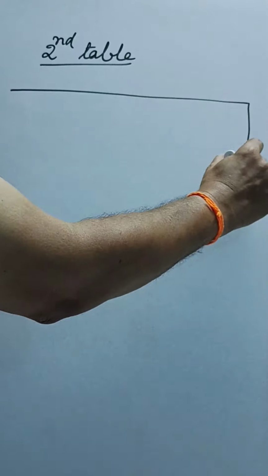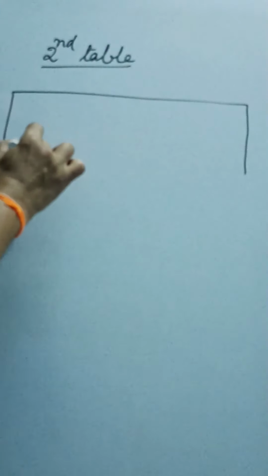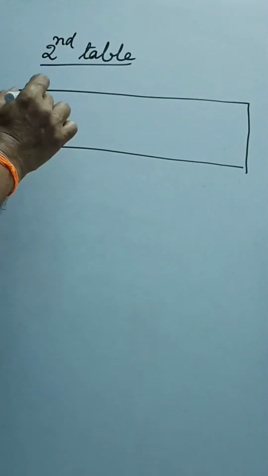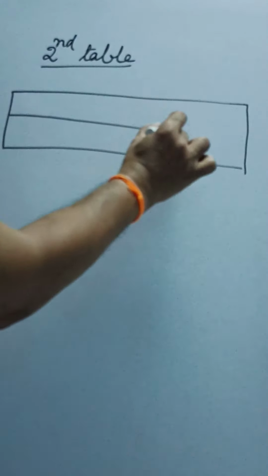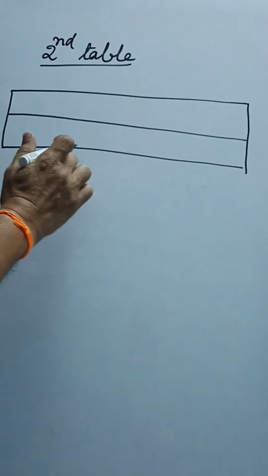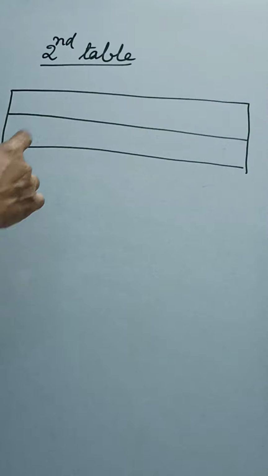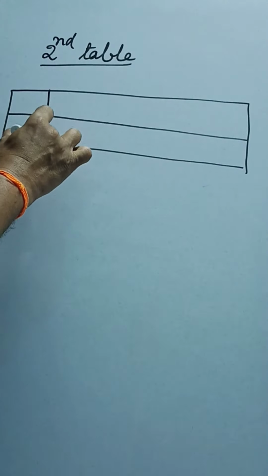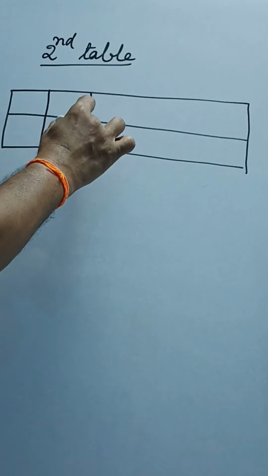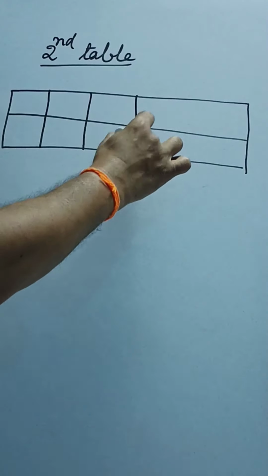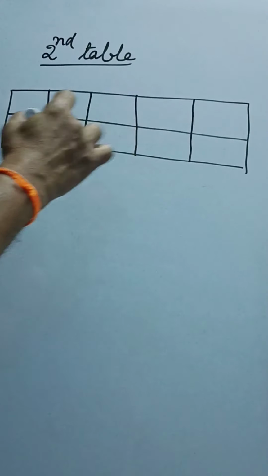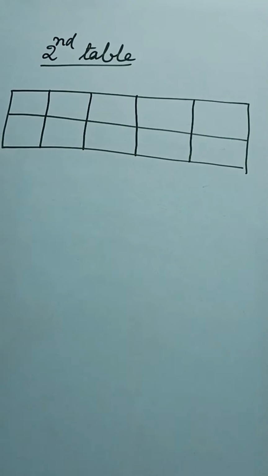First draw one horizontal box, and divide the box into two horizontal rows. This is called the first row, and this is called the second row. Again, divide the box into 5 columns: 1, 2, 3, 4 and 5. So we have the units place and the tens place.